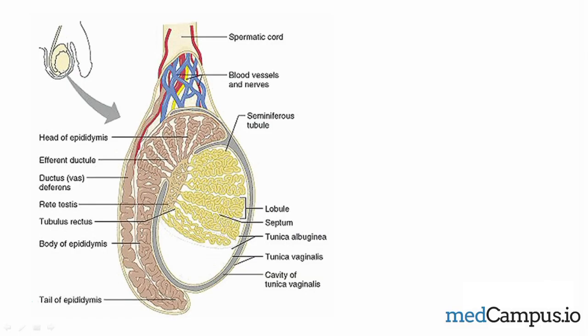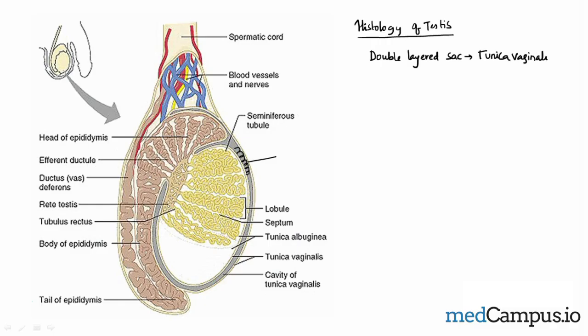Hi, hello doctors. So let us look at the histology of testis now. It's a very important topic. Here in the image you can clearly see testis is covered by a double layered sac, and the name of this double layered sac is tunica vaginalis. The 2 layers are the parietal layer and the visceral layer, but you can clearly see some part of testis is actually devoid of this tunica vaginalis. This part which is not covered by the tunica vaginalis is the mediastinum testis.